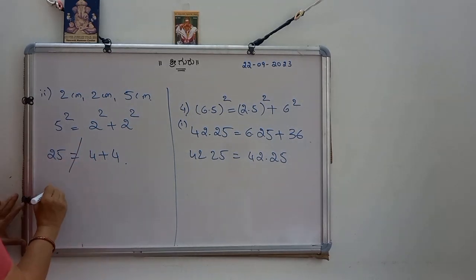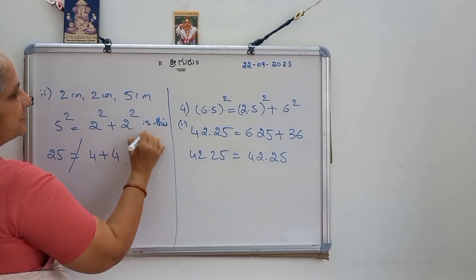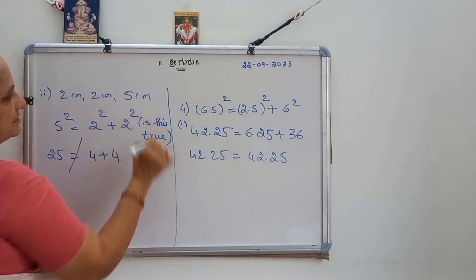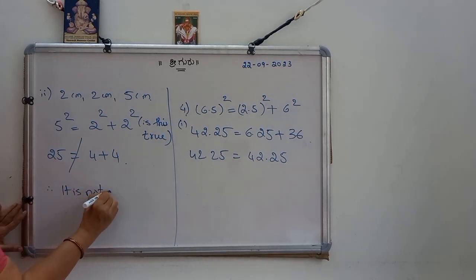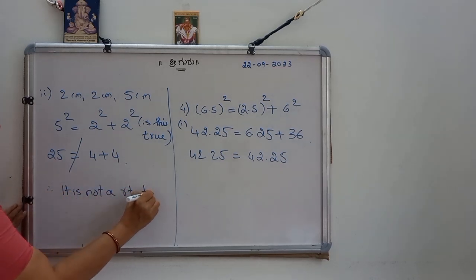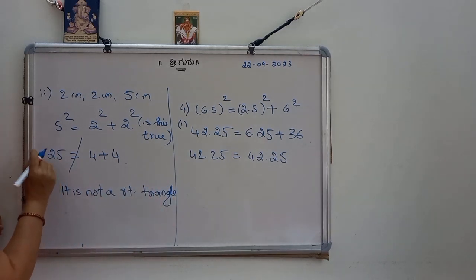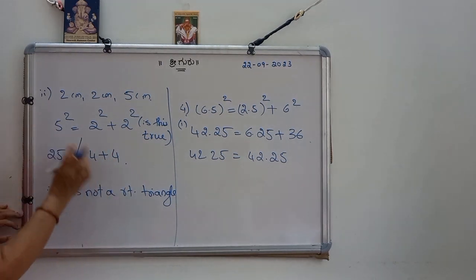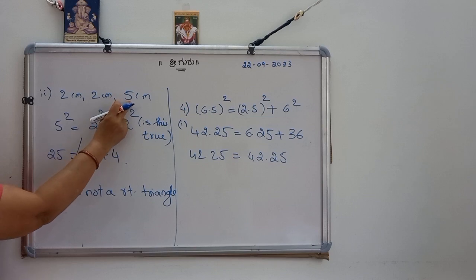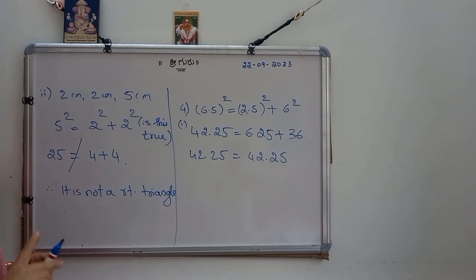No. Therefore, it is not a right triangle. By Pythagoras property, if it is a right triangle, the square of the longest side should be equal to the sum of squares of the other two sides. Now try the third one.